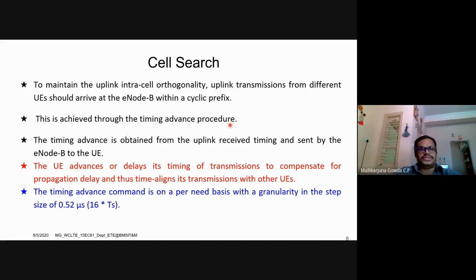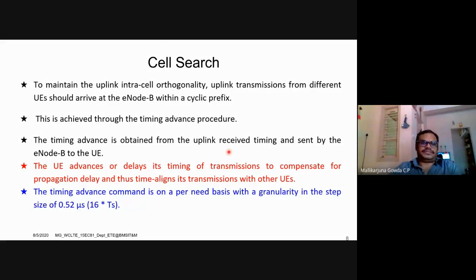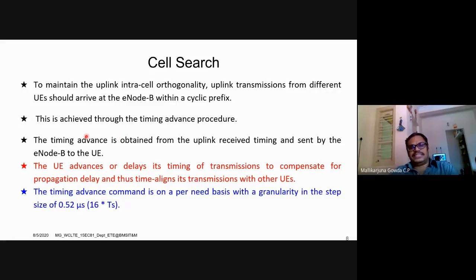So what is this timing advance procedure? Let us see how it can be obtained. The timing advance is obtained from the uplink received timing and sent by the ENB to the user equipment. I repeat once again, this timing advance is obtained from the uplink received timing and sent by the ENB to the user equipment. That means there will be an exchange of information from user equipment to the ENB, to and fro, which we call the round trip propagation delay.